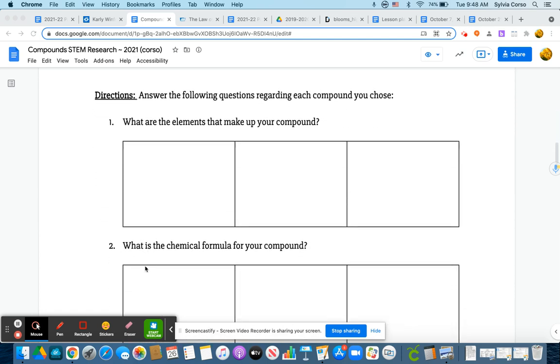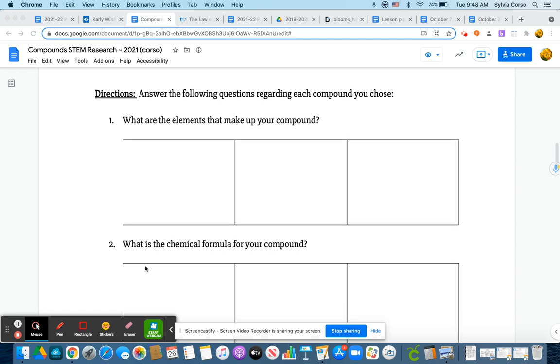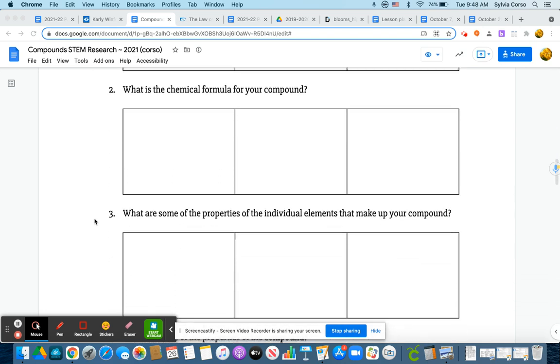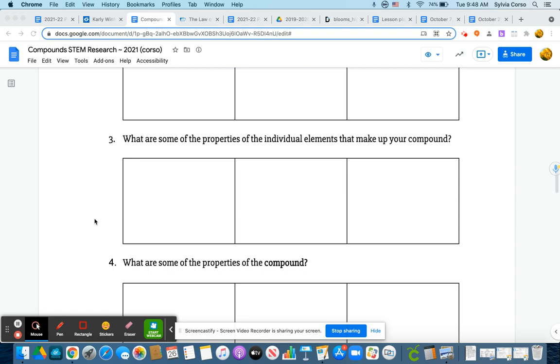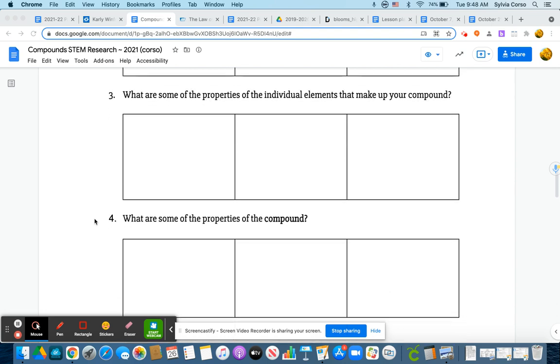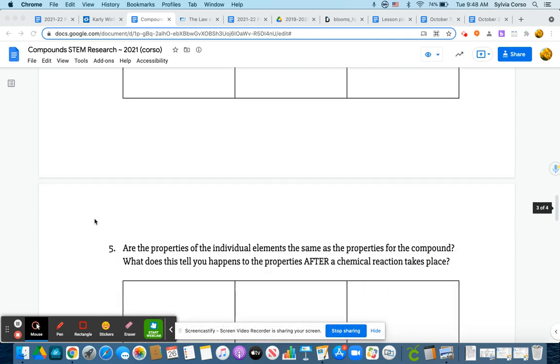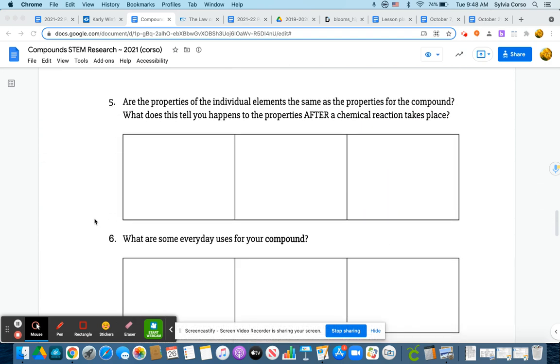But here are some of the questions that you will have to answer for each one of the compounds that you chose. What are the elements that make up your compound? What is the chemical formula for your compound? What are some properties of the individual element that make up your compound? Remember, properties are the physical characteristics. What are some of the properties of the compound itself? So, the properties, the characteristics of the compound. And then, are the properties of the individual elements the same as the properties for the compound? So, you have to compare and contrast the information that you have found.